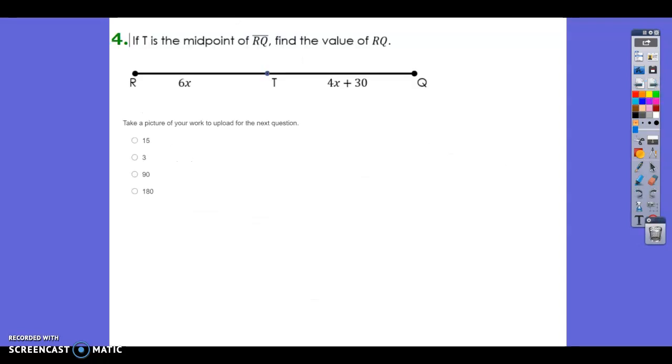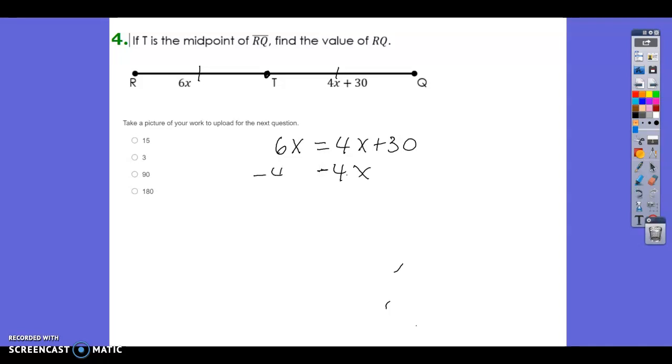Number 4, we did a problem just like this in class, the last class right before you had to take your mastery check. They tell you that T is the midpoint. That means that these segments are congruent, which means you can set 6x equal to 4x plus 30. You couldn't do that in the original problem.